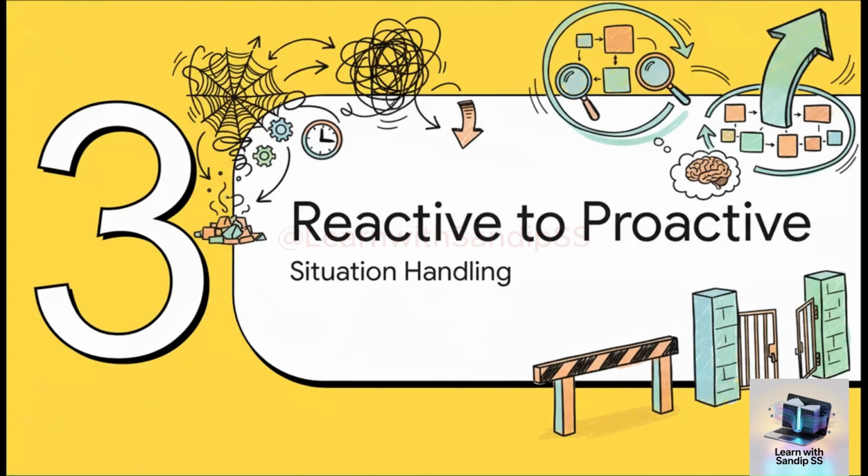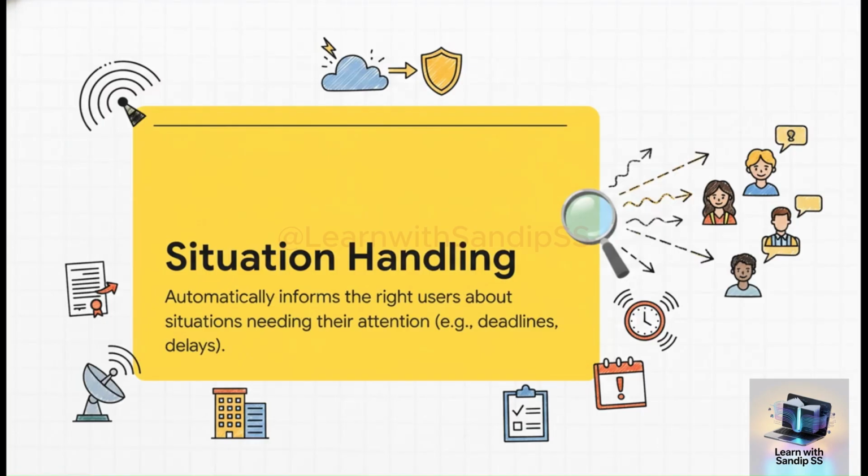But here's the thing, just doing tasks faster is only half the battle. The next big challenge is knowing which tasks you should even be focusing on before they turn into massive problems. It's all about shifting from constantly putting out fires to actually preventing them in the first place. And this is exactly where situation handling comes into play. Honestly, you can just think of it as a super intelligent early warning system for your business. It doesn't sit around and wait for you to discover a problem. It proactively flags things, like a contract that's about to expire or a shipment that might be delayed, and it alerts the exact person who needs to deal with it.